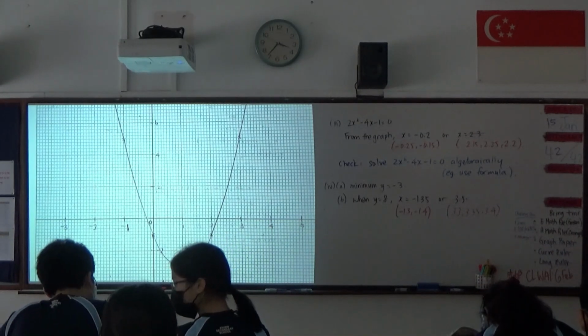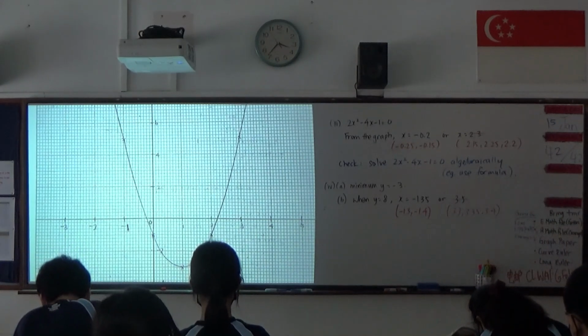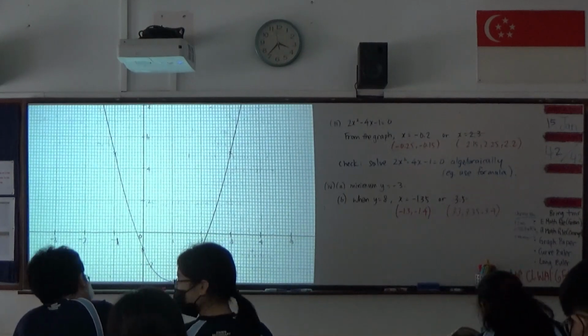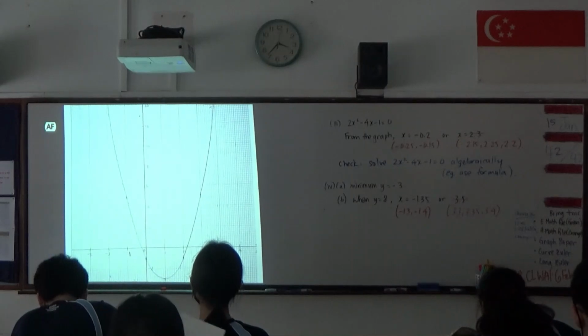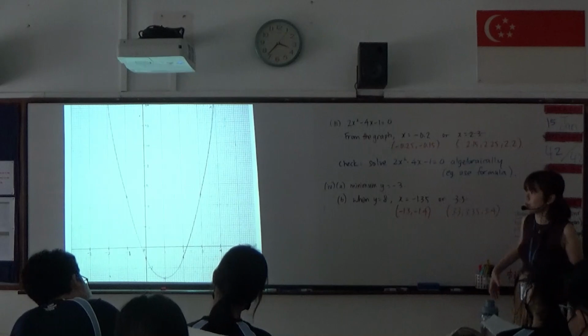If you do not get these values, I want you to check the symmetry of your graph. It might not be very well drawn. I think there's room for improvement.